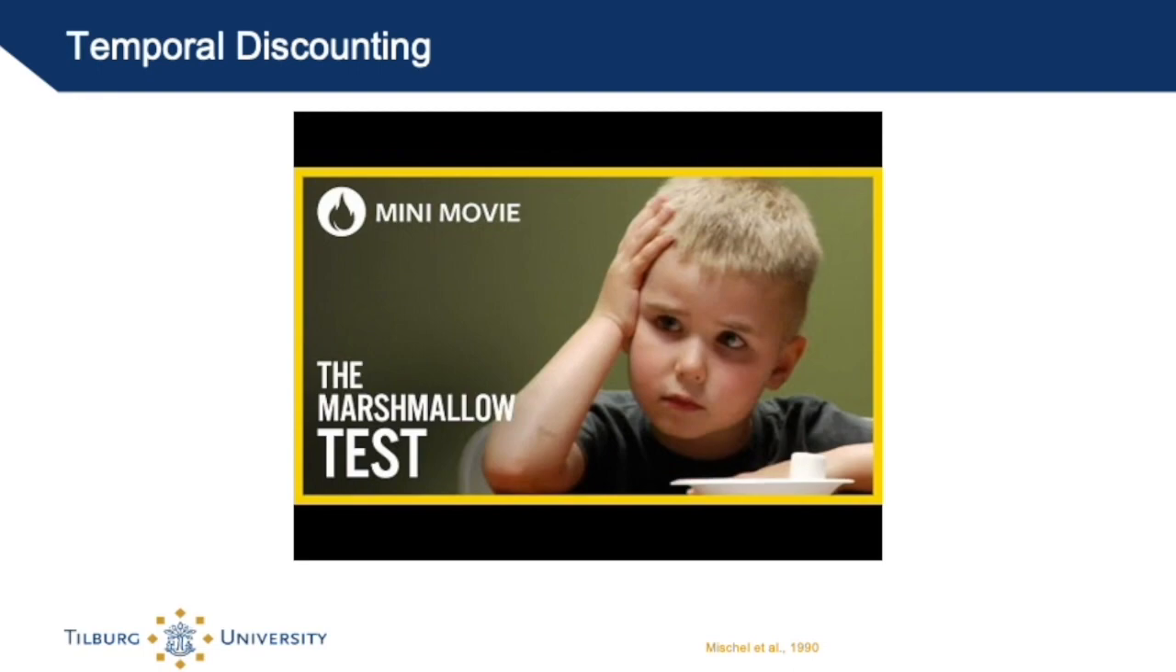So in this study, the original results showed that children who delayed gratification had better SAT scores later in life and other positive development outcomes. And this sort of suggested that temporal discounting is like this essential skill that as a kid you have to learn so that you will have great outcomes in life.